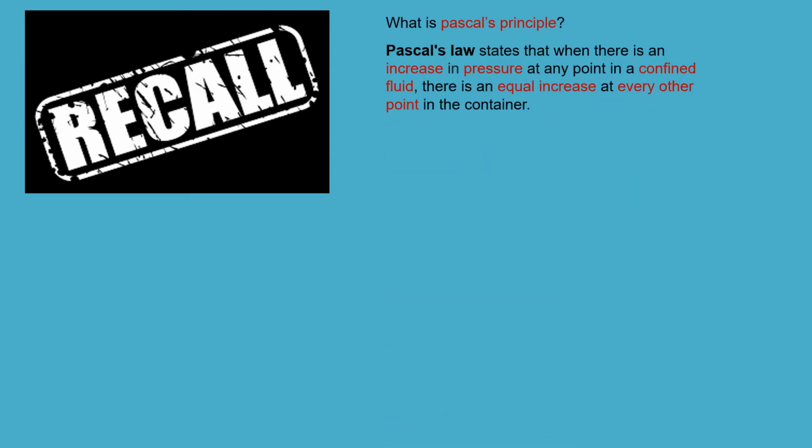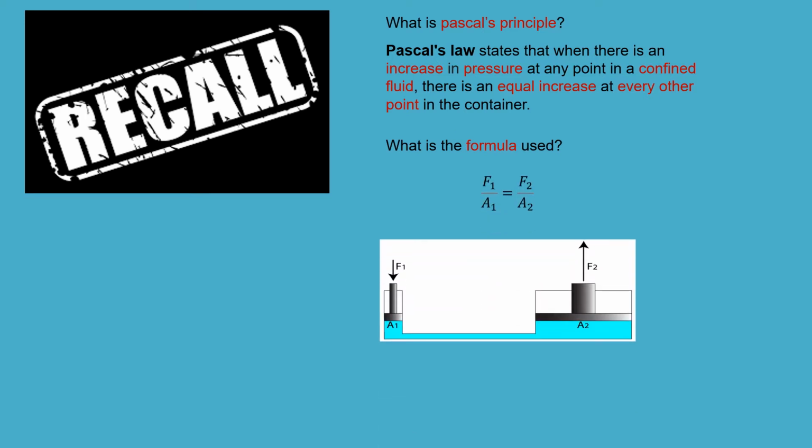But before that, let us recall what we have learned last week. What is Pascal's principle? Pascal's law states that when there is an increase in pressure at any point in a confined fluid, there is an equal increase at every other point in the container. So what is the formula used? The formula is F1 divided by A1 is equal to F2 divided by A2.